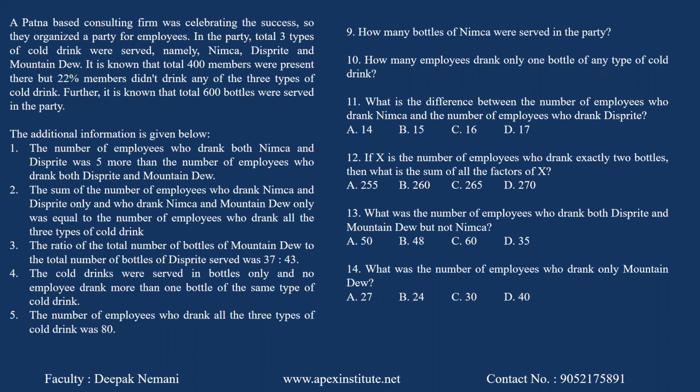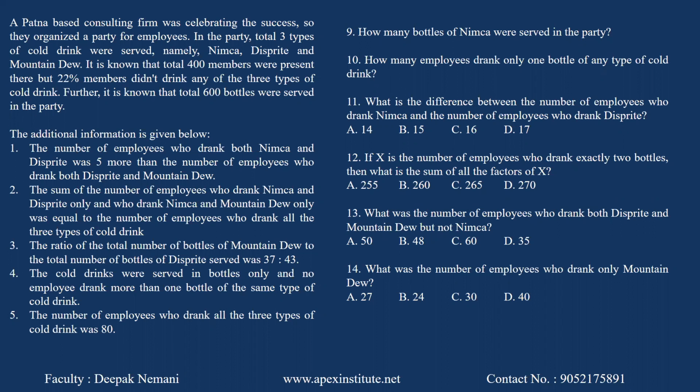We will have some variables, and we are given these 5 statements using which we need to determine how many bottles of Nimca were served in the party, how many employees drank Nimca, Sprite, and Mountain Dew, and so on. If you consider yourself good at Venn diagrams, you can solve this set. I rate this easy, because not many variables are involved, and you are not asked to find the maximum or minimum value of any of the parameters.